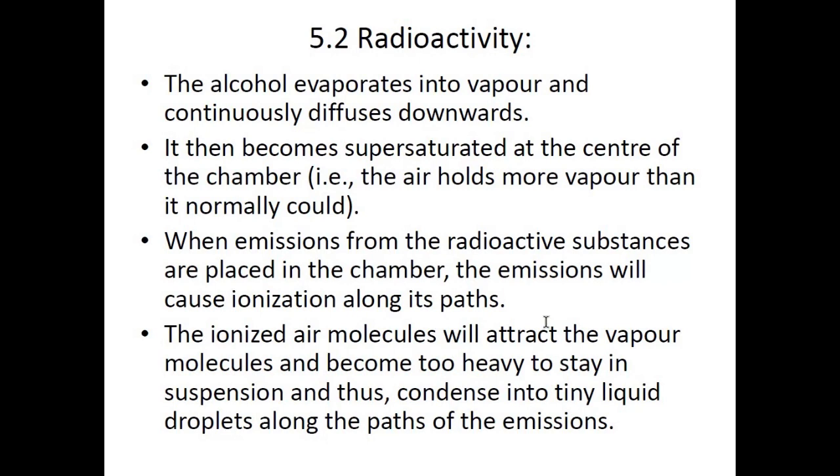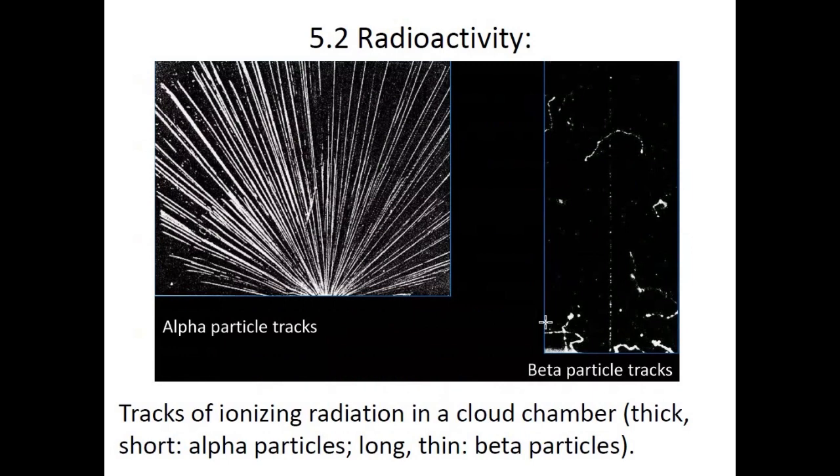When emissions from the radioactive substance are placed in the chamber, the emission will cause ionization along its paths. The ionized air molecules will attract the vapor molecules and become too heavy to stay in suspension, and thus those molecules would condense into tiny liquid droplets along the path of the emission. If you look from the top glass surface inside the diffusion cloud chamber, you would see emission lines like this formed on the vapor cloud in the middle of the cloud chamber.